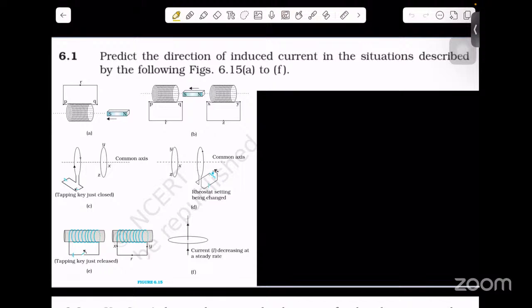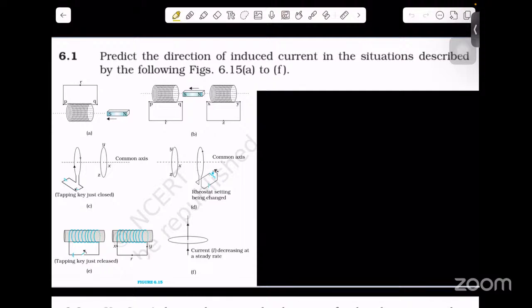So here is the first question right in front of us. Let's read the question statement first. Predict the direction of the induced current in the situations described by the following figures A to F. So we have 6 situations, 1, 2, 3, 4, 5, and 6. And we have to predict the direction of the induced current, or in other words, the direction of the induced EMF in each of the following cases.